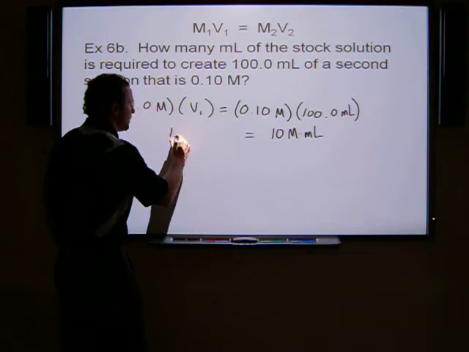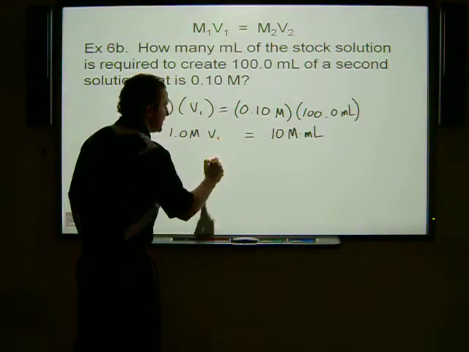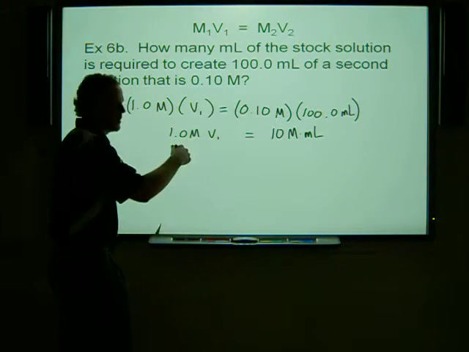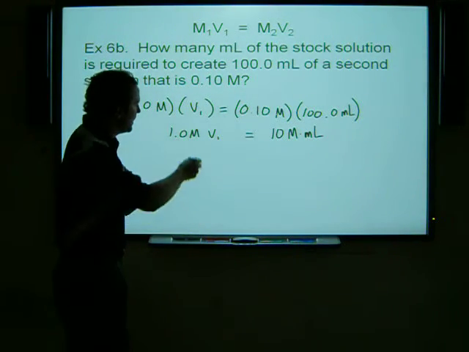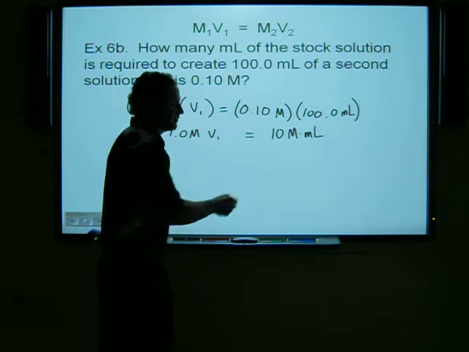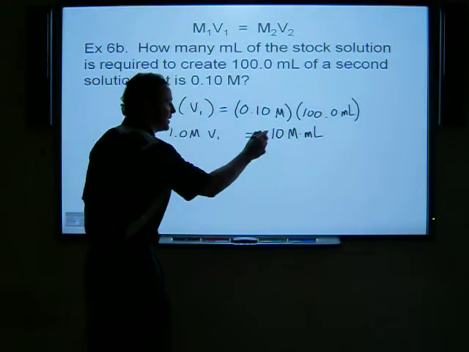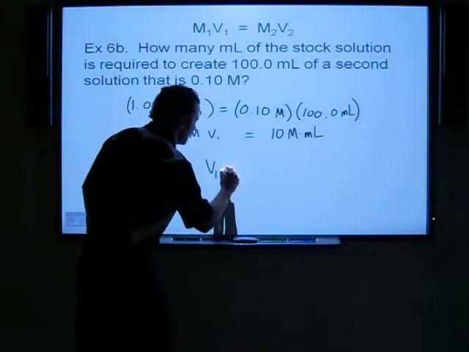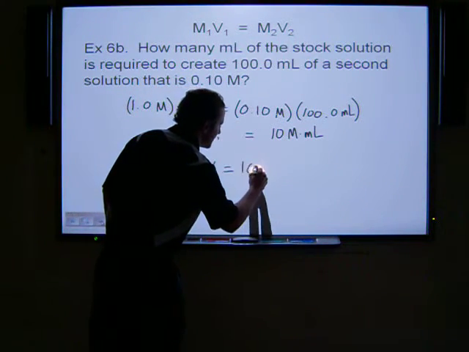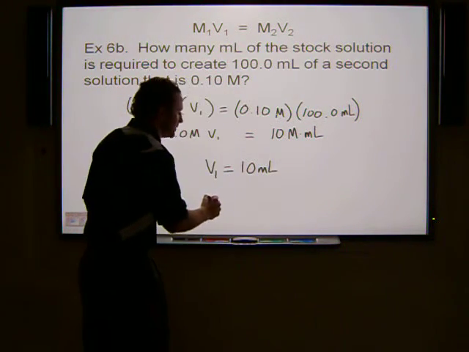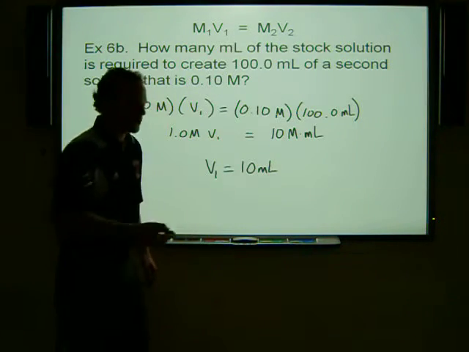So we have 1.0 molar times V1. Notice, I'm going to skip one step, just to get us going. 1 molar, 10 molar, the molarities cancel. I'm left with milliliters. My V1 is 10 milliliters of that stock solution.